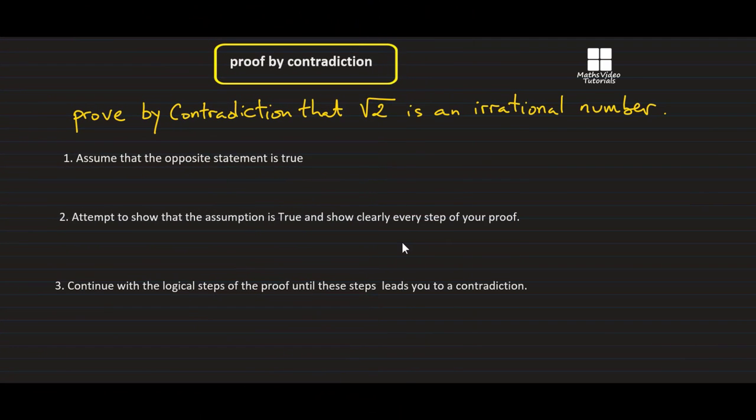One of the most famous exercises of proof by contradiction is this one here. Prove that the square root of 2 is an irrational number. So I'd like to do it. Let's get started with the first step. We need to assume that the opposite statement is true. So the opposite statement of this one here will be: square root of 2 is a rational number.